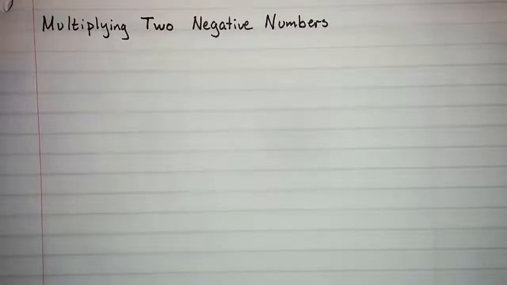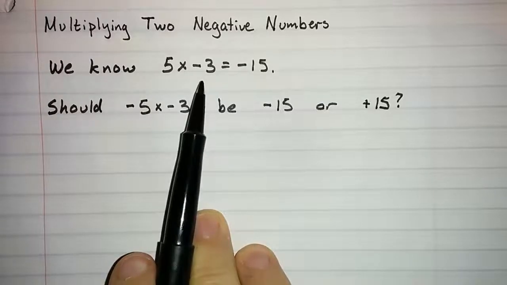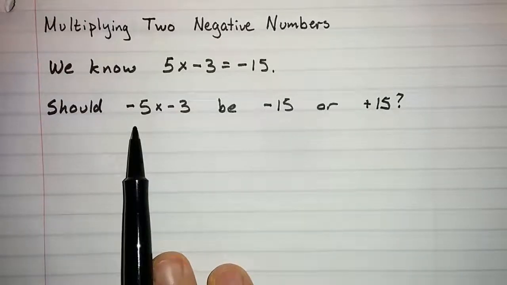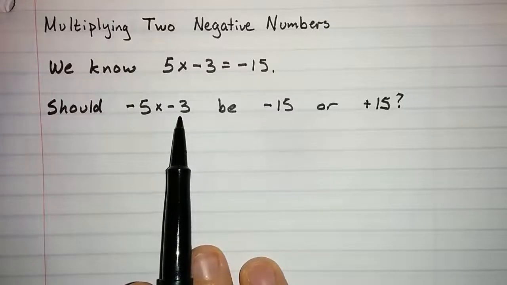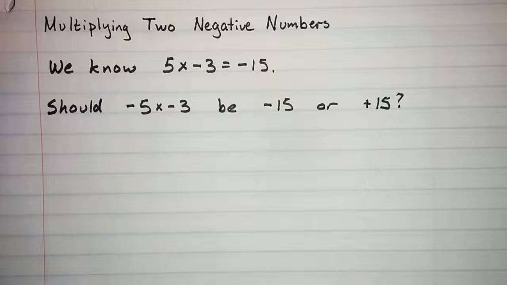So here's the big question. What happens when we multiply two negative numbers? We know that positive 5 times negative 3 works out to be negative 15. So the question is, if we multiply negative 5 times negative 3, should the answer work out to be negative 15 or positive 15? Here's how we're going to decide that.